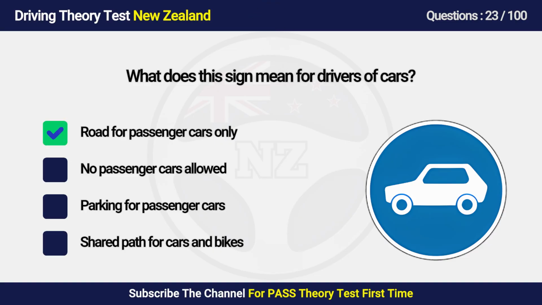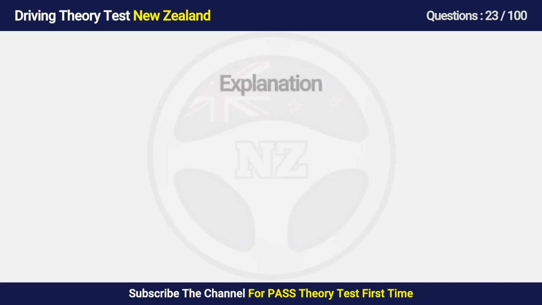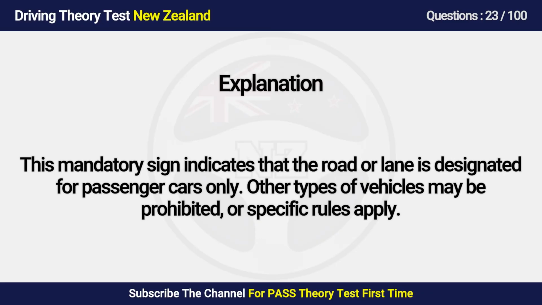Answers is A. Road for passenger cars only. This mandatory sign indicates that the road or lane is for passenger cars only. Other types of vehicles may be prohibited or specific rules apply.